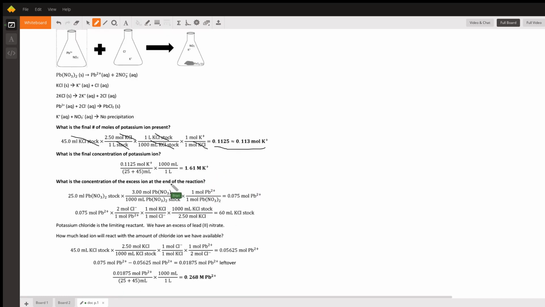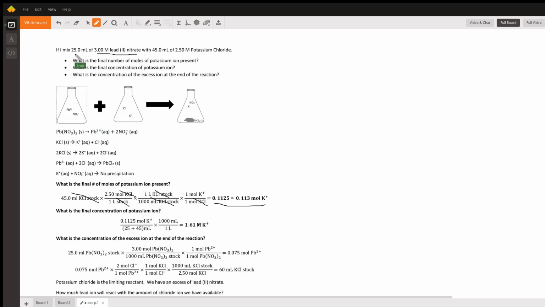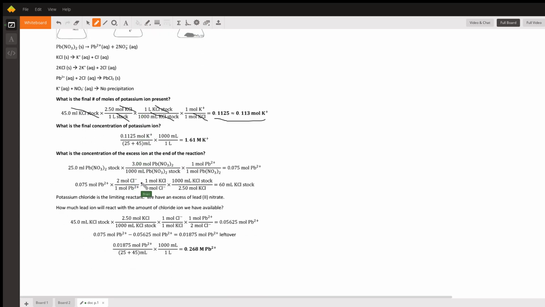You want to find the concentration? Well, we're going to add the volumes. We're adding 25 mLs plus 45 mLs. And we're just going to divide the number of moles of ions by that. And I'm going to express it in moles per liter, molarity.